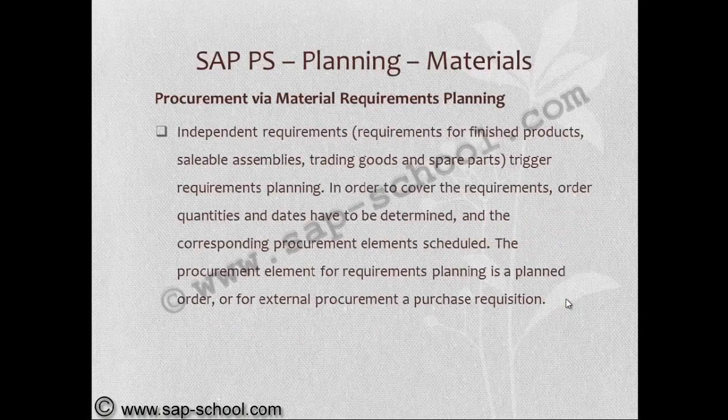Independent requirements, that are requirements for finished products, saleable assemblies, trading goods, and spare parts, trigger requirement planning. In order to cover the requirements, order quantities and dates have to be determined, and the corresponding procurement elements scheduled. The procurement element for requirements planning is a planned order, or for external procurement, a purchase requisition.